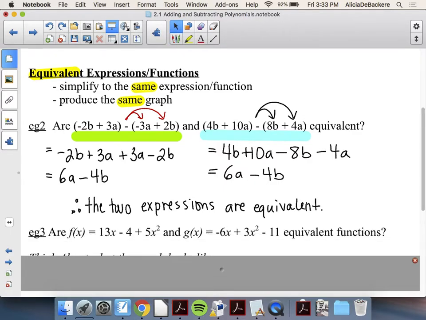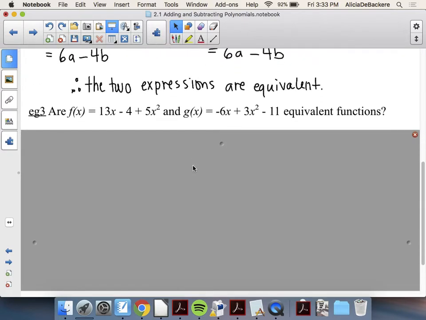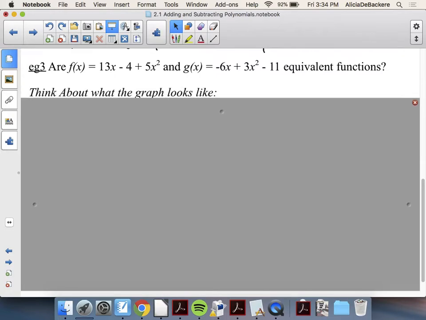Moving on to our next example, I want to know if these two functions here, I've named one of them f at x and the second one g at x, are equivalent functions. So this time I'm just going to pause for a second before I try to do any algebra, and I'm just going to imagine what those graphs look like.